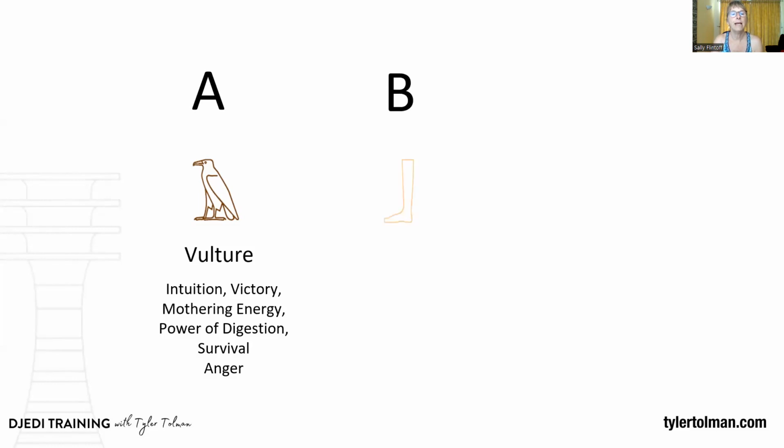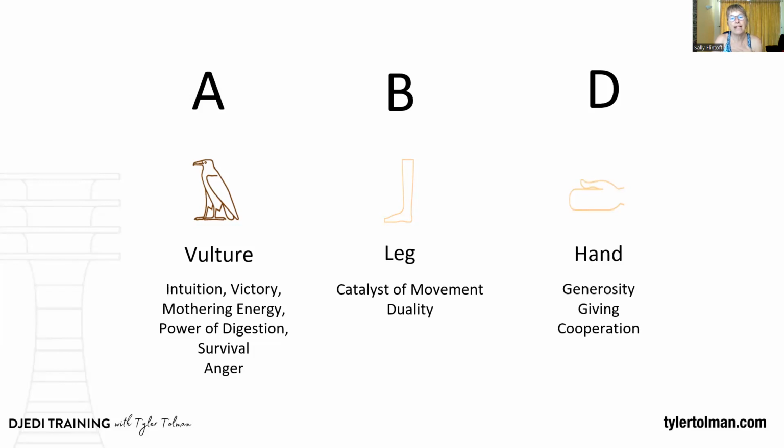The letter B is a foot, a leg and a foot, or the lower leg and the foot. It's flesh coloured, and it represents a catalyst of movement and duality because we have two legs. As I said, there's no C. The letter D is flesh coloured, and it's a hand with a thumb. And it represents generosity, giving, and cooperation.